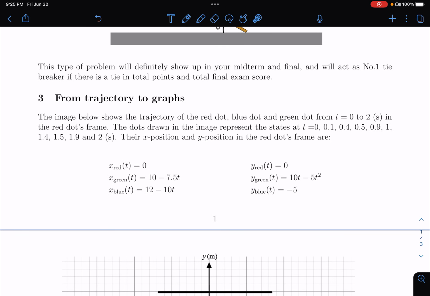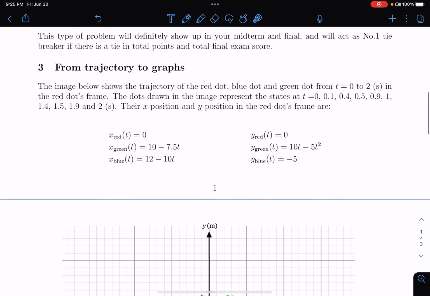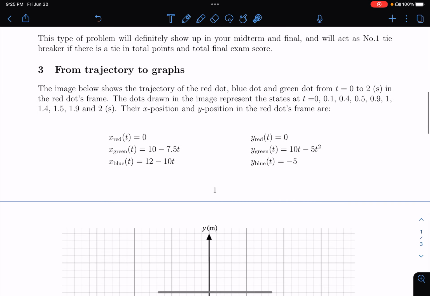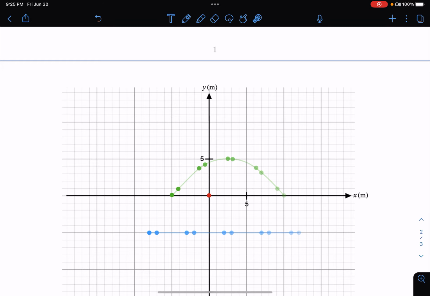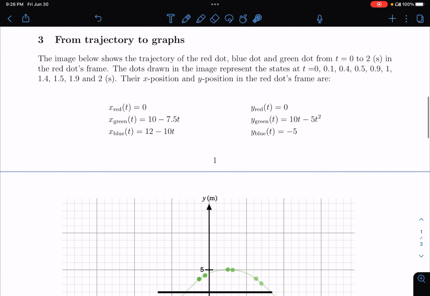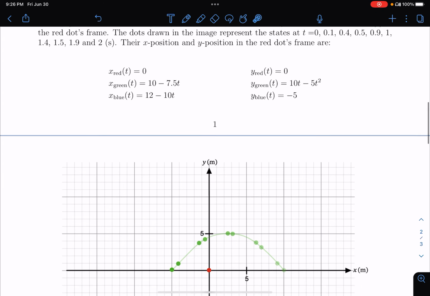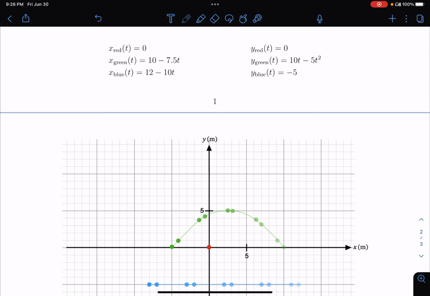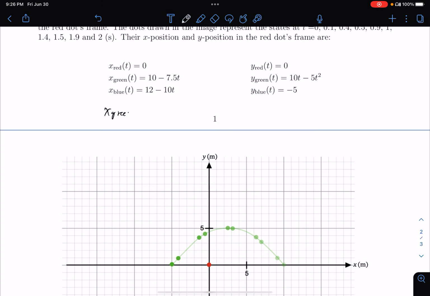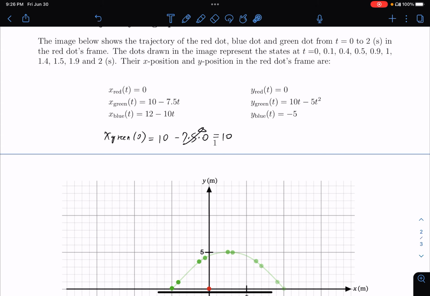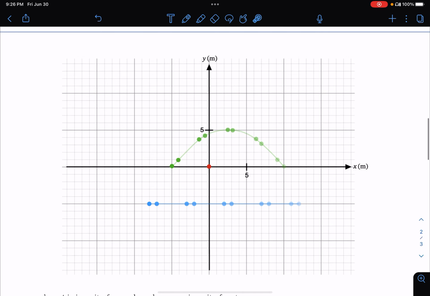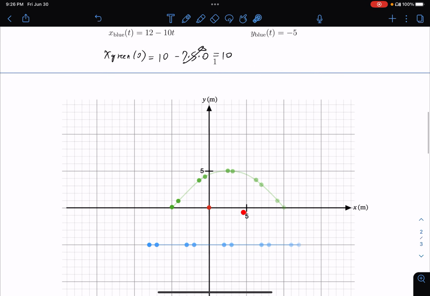I showed the position of the dots when t is 0, 0.1, 0.4, and so on. If you don't know which one is 0 and which one is 0.4, you can look at the function. For the green dot at t equals 0, x green should be 10 minus 7.5 times the time you plug in, which is 0. So it should be at 10, and it is in units of meters.